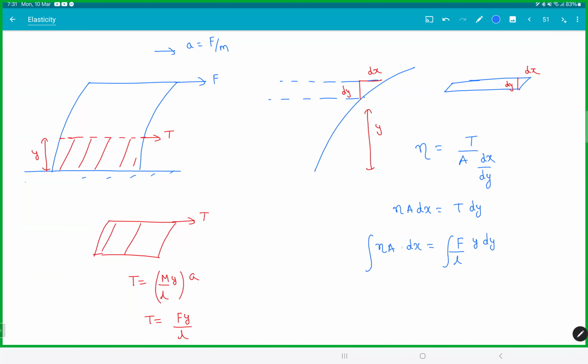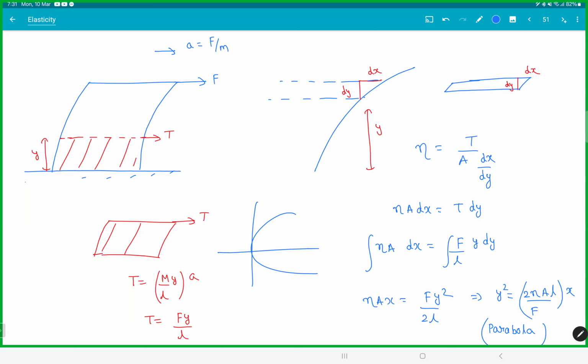Integrate on both sides. This will be eta ax. This will be F y square by 2L. We get y square is equal to 2 eta a by F L into x. It's a parabola. It's a horizontal parabola, meaning this type of parabola. Is that making sense, everyone?